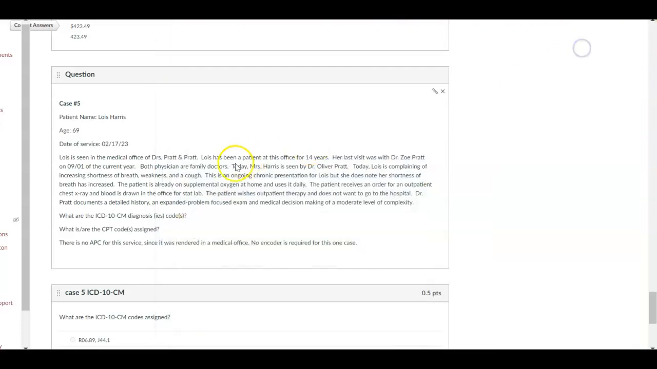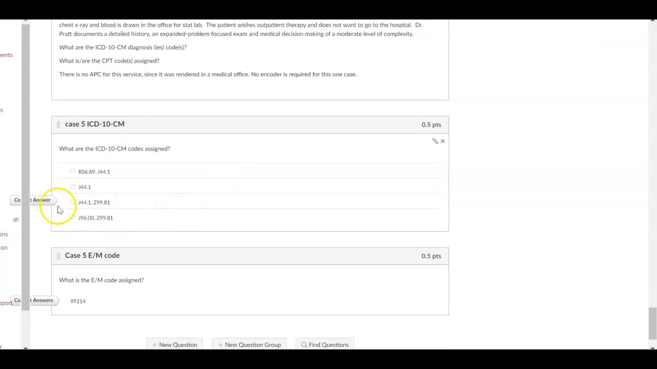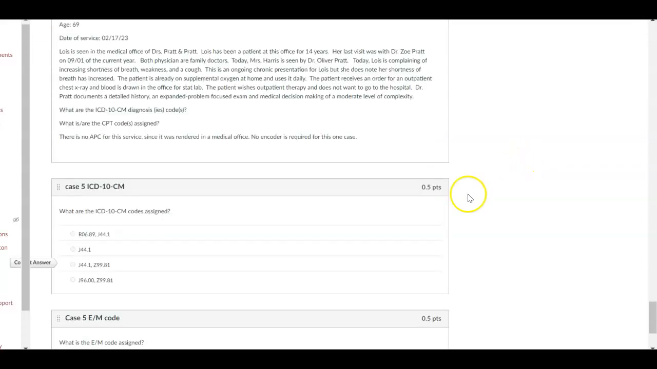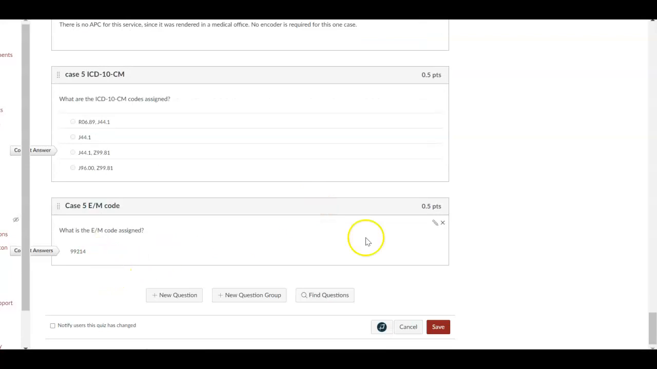All right, so let's go ahead and just look at this. So, with this, we have our J44.1 and then we have our Z code. There really wasn't any issues. 99214, once again, if you look here, we have moderate level of complexity for the medical decision making. That's what we are going off of. All right, so we have our codes here, our J44.1 and Z99.81, and I did state there's no APC for this, dependent on oxygen, and you have that.